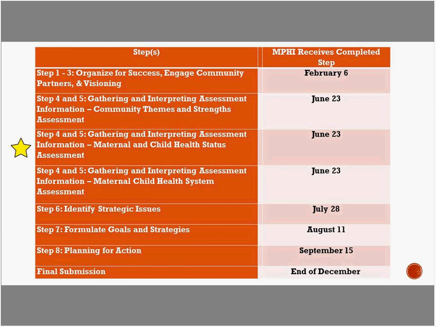So, to recap the timeline: Steps 1 through 3 were due on February 6th. Steps 4 and 5 are due June 23rd. Step 6 is due on July 28th. Step 7 is due on August 11th. Step 8 is due on September 15th, and the final submission is due at the end of December.